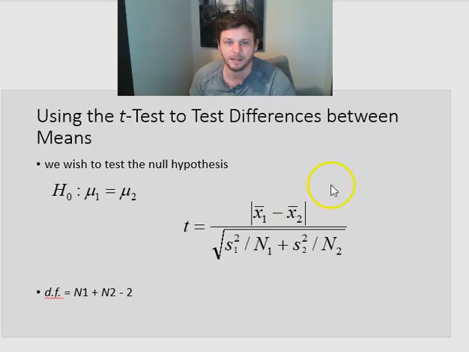Looking at that, you also have degrees of freedom of n1 plus n2 minus 2. So it's kind of just n1 minus 1 plus n2 minus 1 to get you to your n plus n minus 2. Okay. All right.